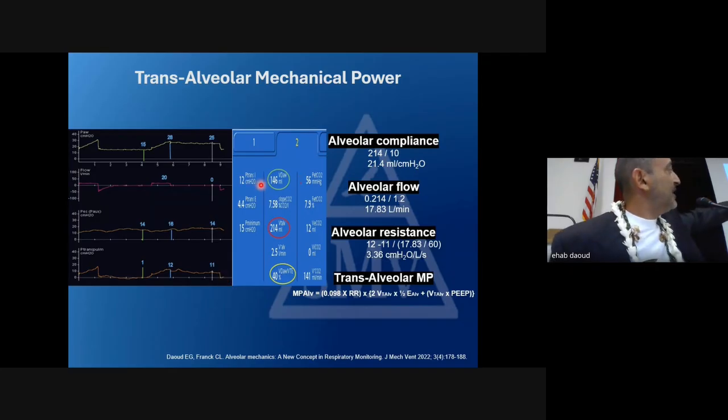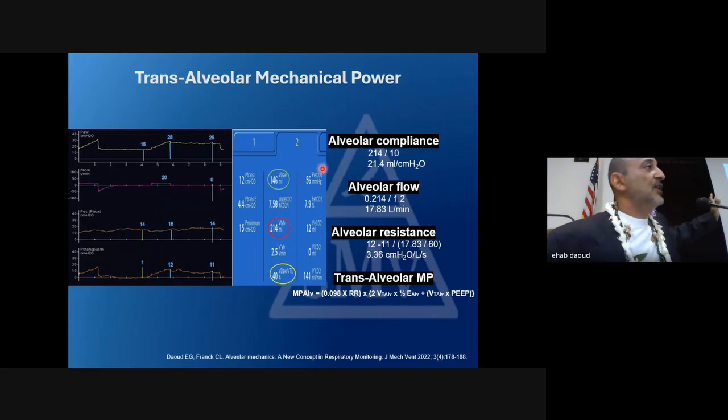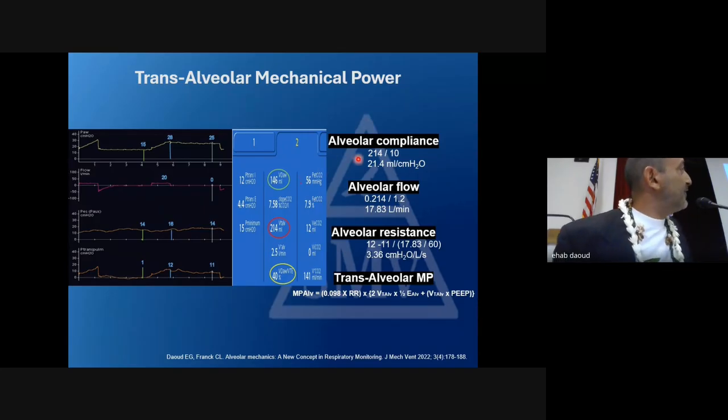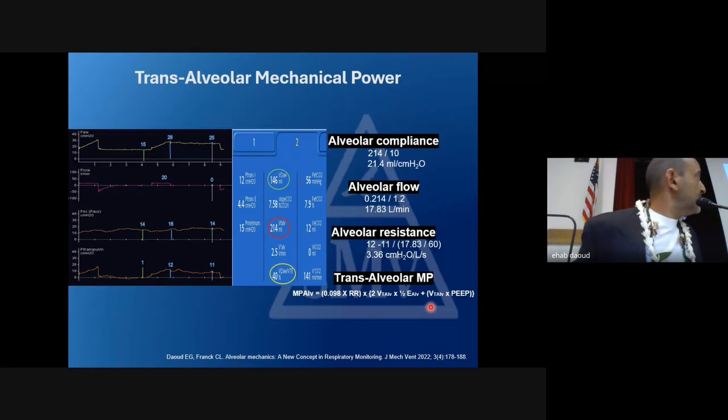So we came up with this, and surprisingly, nobody talks about it. We talk about chest wall mechanics, compliance, resistance, lung compliance, resistance. Nobody ever came up with alveolar compliance. So mathematically we were able to get alveolar compliance, alveolar flow, alveolar resistance. We don't think about that. We think that our alveoli do not have any resistance. Believe it or not, according to the math, they do. And we came up with the transalveolar mechanical power. We used the same equation as the transpulmonary mechanical power, but instead of the regular tidal volume, we used the alveolar tidal volume and the alveolar elastance. Anyway, you're welcome to read it.